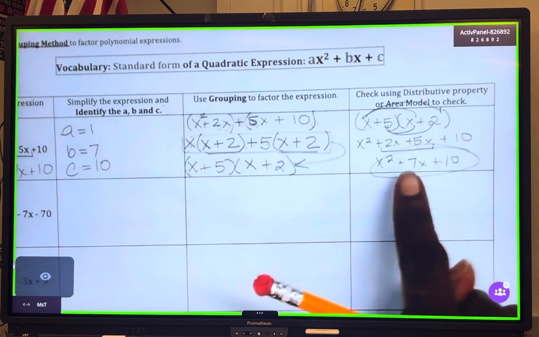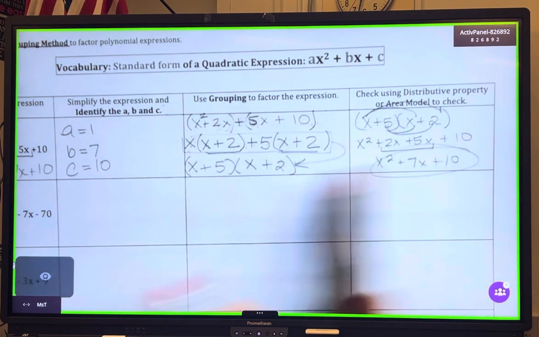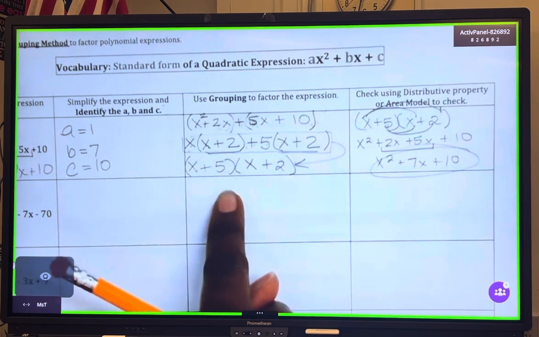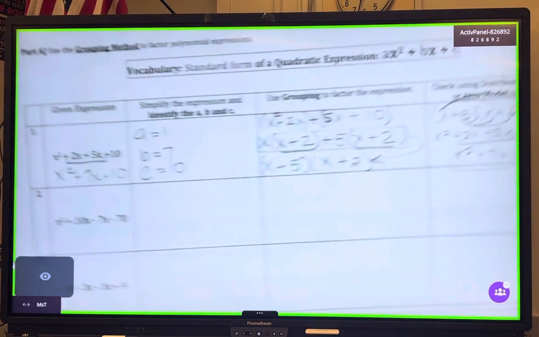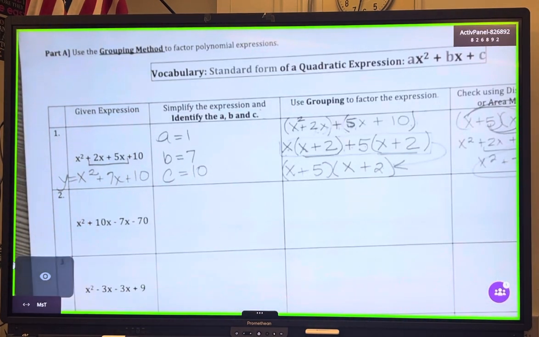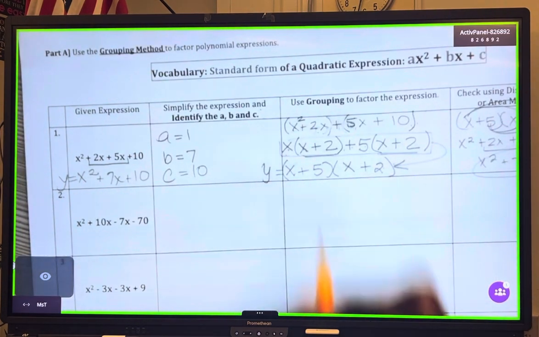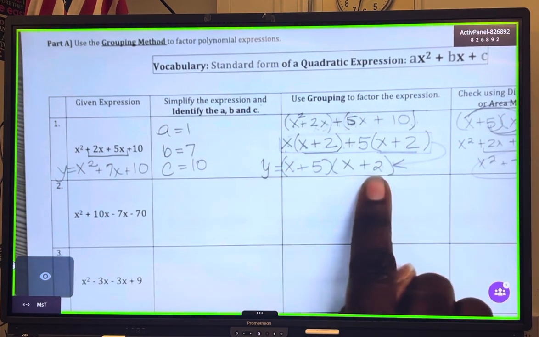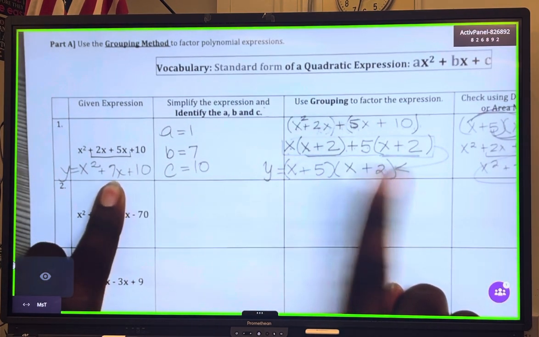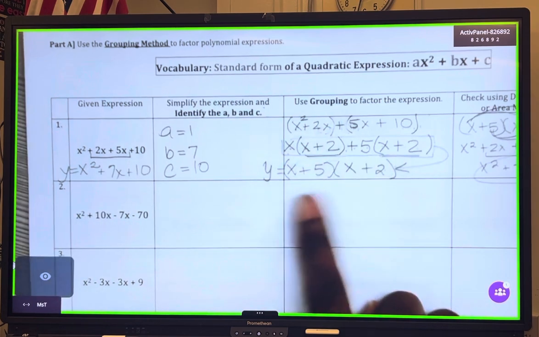So what am I doing? I'm checking to make sure I factored it correctly. Did I factor it correctly? Yes. Now I want to ask you something real quick. What if this would have had in the front a y equals, right? Then this would have been y equals. What form is this function now in? Factored form. We went from standard form to what? Factored form.